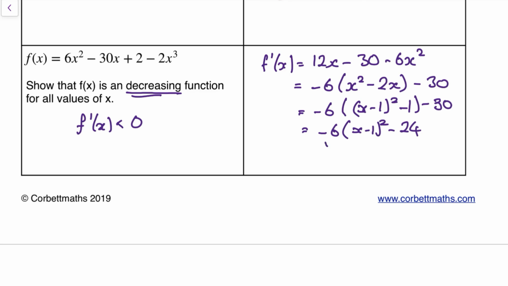And then I need to make a clear statement that I understand that this is less than 0 for all x. Upside down A just means for all. And so therefore, conclusion, it is the case that f dash of x is less than 0 for all values of x, which implies decreasing. You don't need to say a lot more than that because you've demonstrated you understand what's happening. And that is it today done.